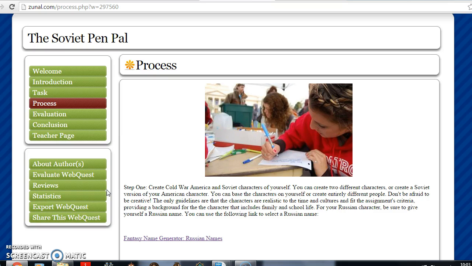And students would be asked to take those materials and interpret how they might affect the perspective of a student during that period. They would first write a letter from the perspective of an American student. Then those letters would be handed out amongst each other, and then they would write a response to a letter that they had gotten from an American student from the perspective of their Soviet pen pal.